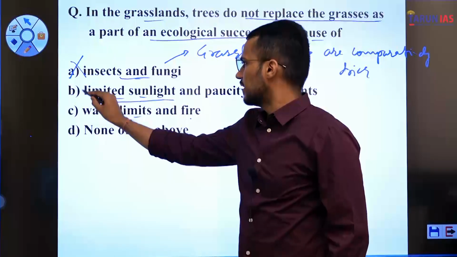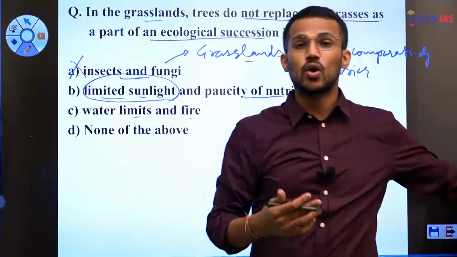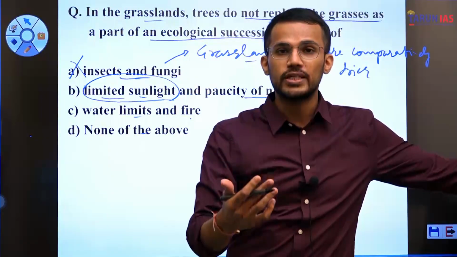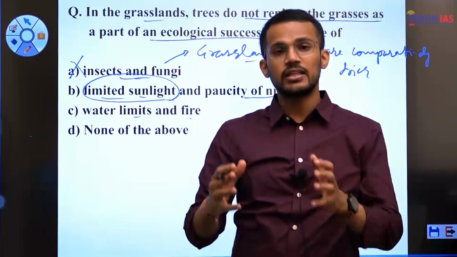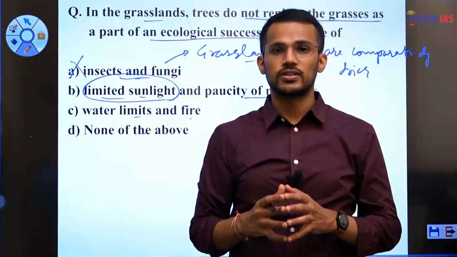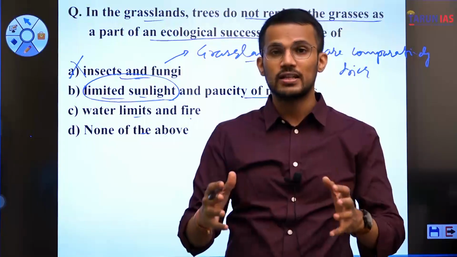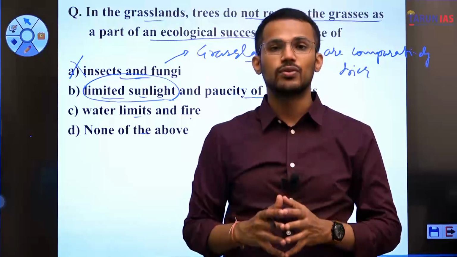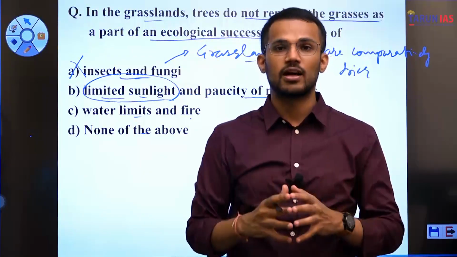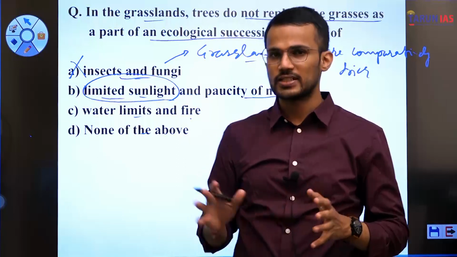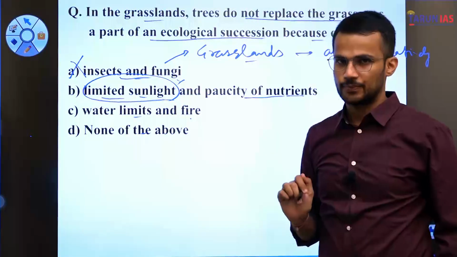Paucity of sunlight, or limited sunlight, is not a hindrance for trees to replace grasses, because we know that even in temperate locations or taiga forest locations, though sunlight is limited, we have different types of trees present. And that's why this part of the second statement is incorrect.